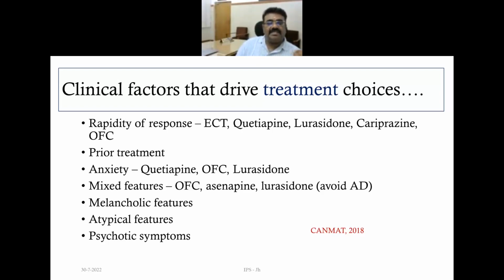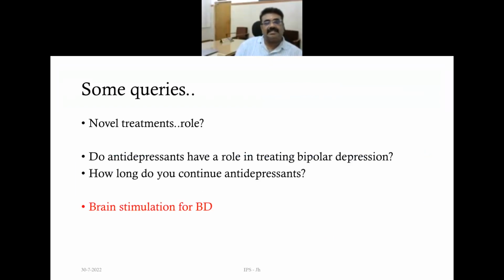If there are melancholic features, atypical features, psychotic symptoms, then drugs like quetiapine, lurasidone probably have a little bit more efficacy than a drug like lithium. So what are the advances? These are some queries that I think we should try and answer.